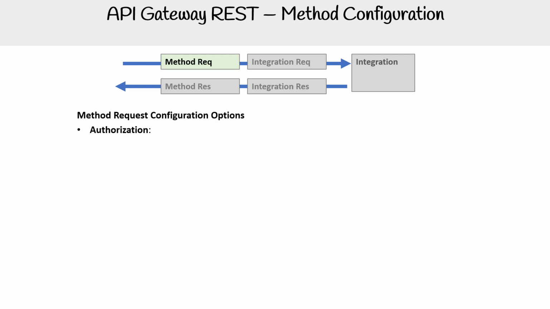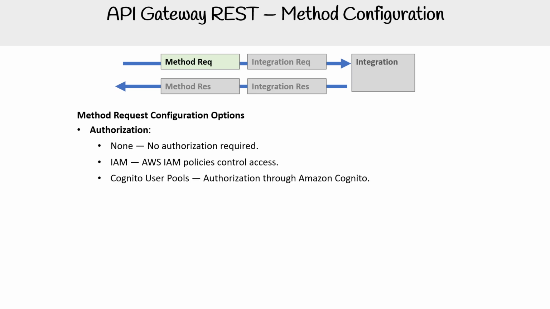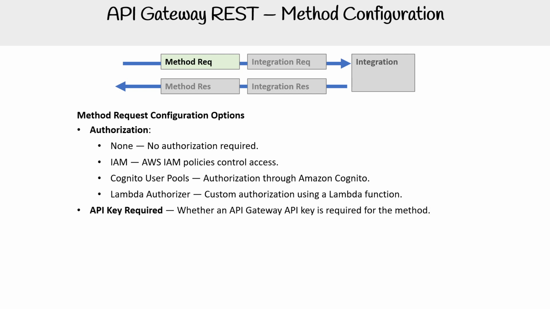We have the option for authorization. We can change this to none, IAM, or a Cognito user pool, or a Lambda authorizer. You can specify whether an API key is required. Remember I talked about API keys before. These are API Gateway API keys that you would generate out and give to users or customers, so third parties can access it. You obviously wouldn't want to give real credentials out to third parties, so that's why that feature exists.